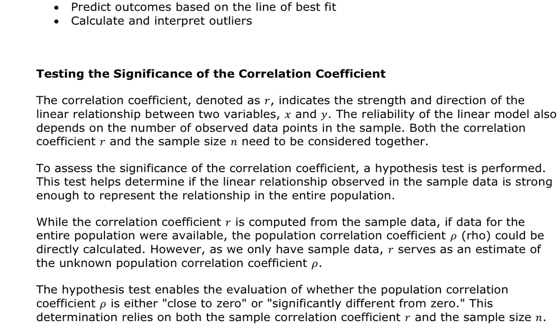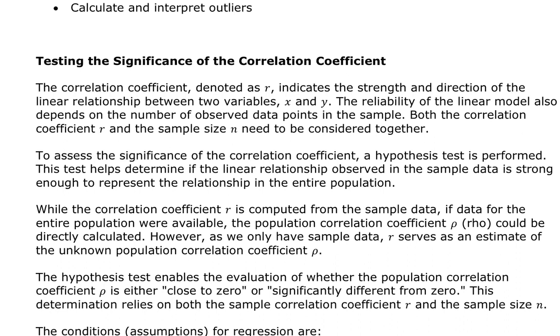When we talk about the significance of the correlation coefficient, we're going to be doing a hypothesis test. We will determine if the linear relationship observed in the sample data is strong enough to represent the relationship in the entire population. While R is computed for the sample data, if the data for the entire population were available, which is unlikely, the population correlation coefficient would be rho, and we could directly calculate this relationship. However, as we only have sample data, R will serve as an estimate for the unknown population coefficient rho.